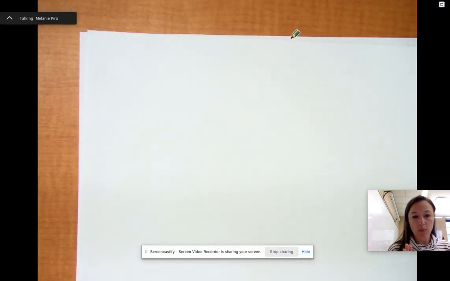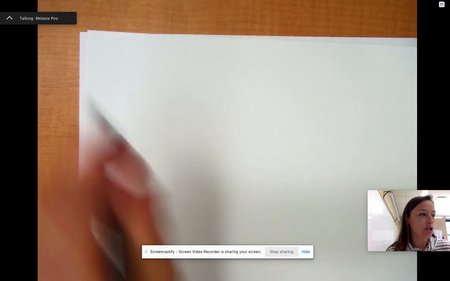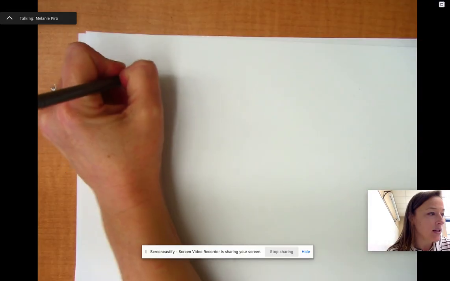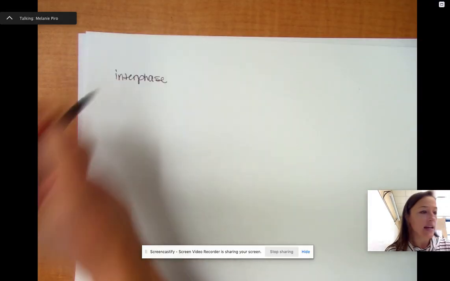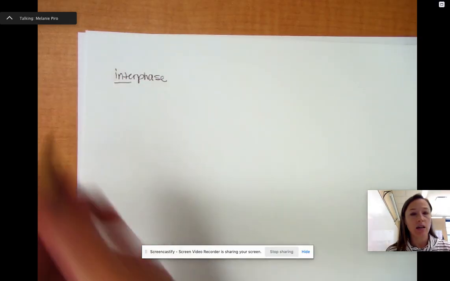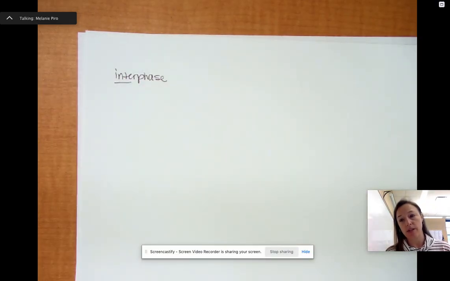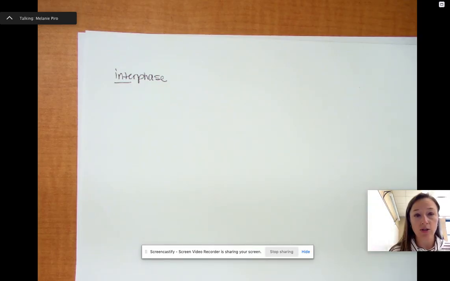All right, so this time we are here to talk about interphase. Inter means between, so it is the phase in between divisions. A cell's going to go into interphase, do its thing, and then go through division. Then it's going back to interphase, back to division, and back to interphase, and back to division. It's just a cycle. That's why it's a cycle. It cycles through those things.